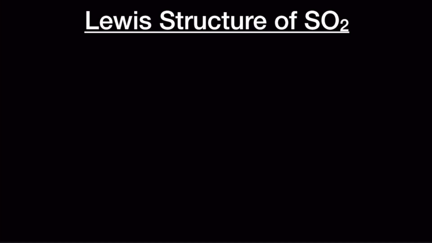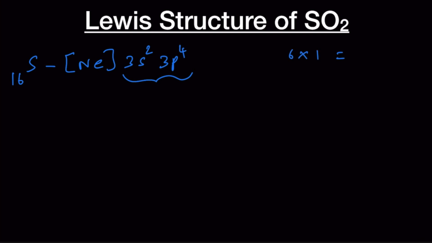Hello everyone, let's draw the Lewis structure of SO2, that is sulfur dioxide. To draw the Lewis structure of a molecule, we need to know the total number of valence electrons. Atomic number of sulfur is 16 and therefore the electronic configuration is neon, that has 10 electrons, and then 3s2, 3p4. This means that we have 6 valence electrons in sulfur, we have only one sulfur atom, therefore 6 here.